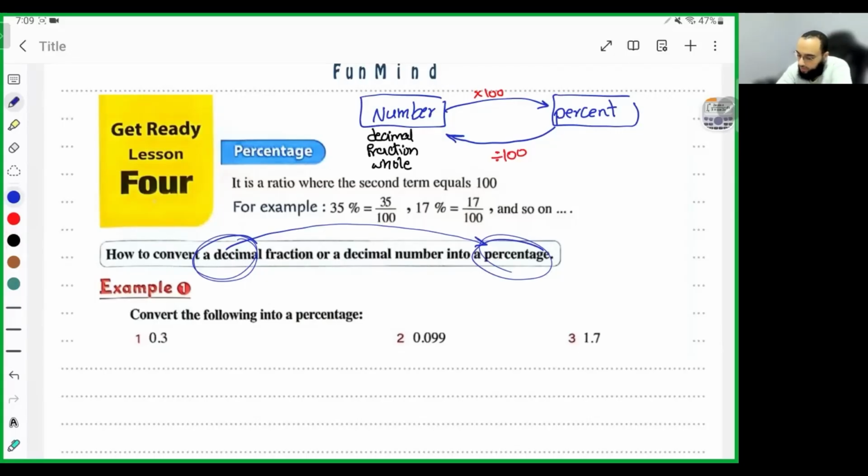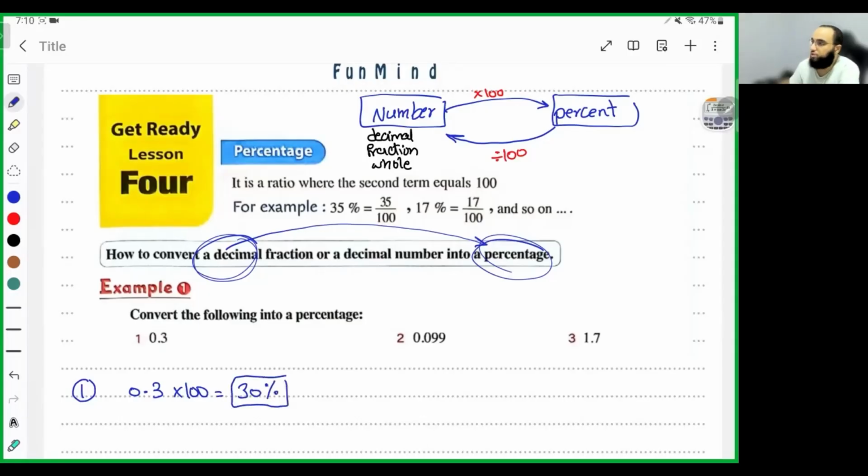All of these are numbers. So right now, we have a decimal, so we have a number, and we want to convert it into a percent. Then what should we do? We have a decimal. We will multiply by 100. Yes, 0.3 times 100, actually 30%. This is the answer.